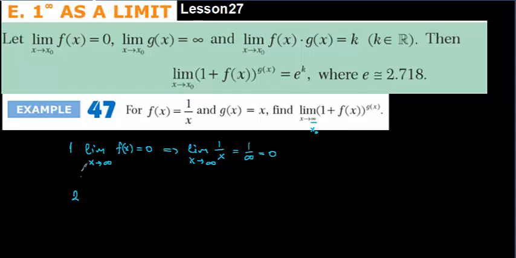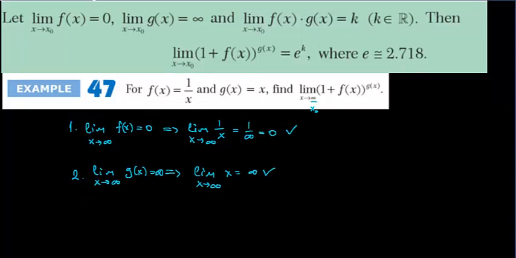The second one is limit x tends to infinity g(x) is equal to infinity, it should be. Let's check that one also. Limit x tends to infinity x is equal to infinity. Directly we are replacing infinity here, and the result is infinity. The first condition is satisfied, the second condition is satisfied. Now the third one I'm checking.